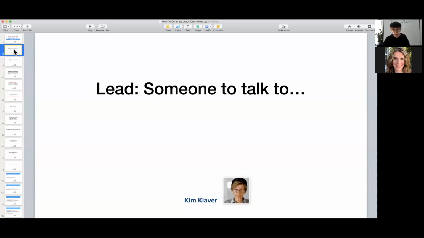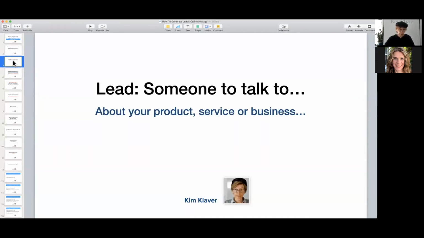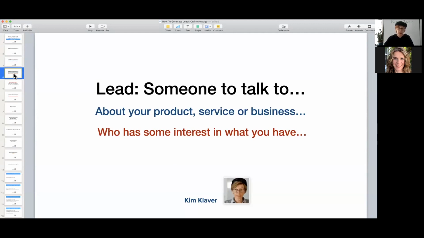A lead is somebody to talk to, because you're going to talk to them about your business and or your product or service. Okay. And then it's going to be about one of these things, right? And then you want somebody. My idea of a worthwhile lead is somebody who has an interest in what you have, right? That's the goal. Do you agree with that? You want somebody who's got some interest in what you have? Let me see here if we are agreed.